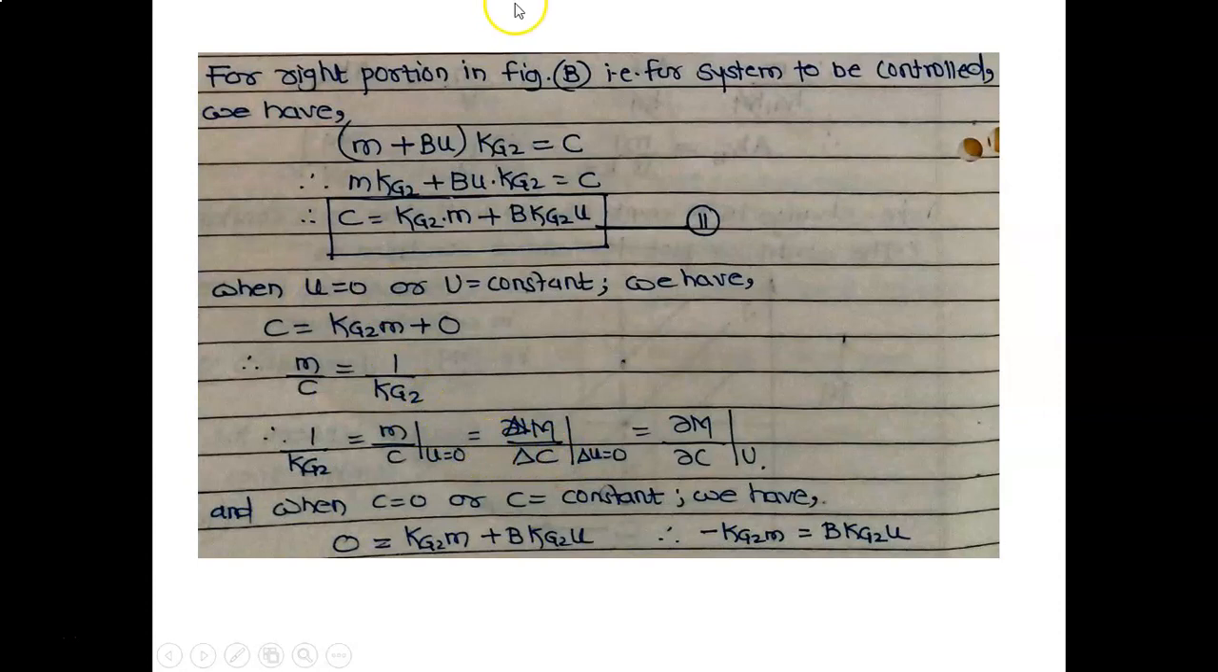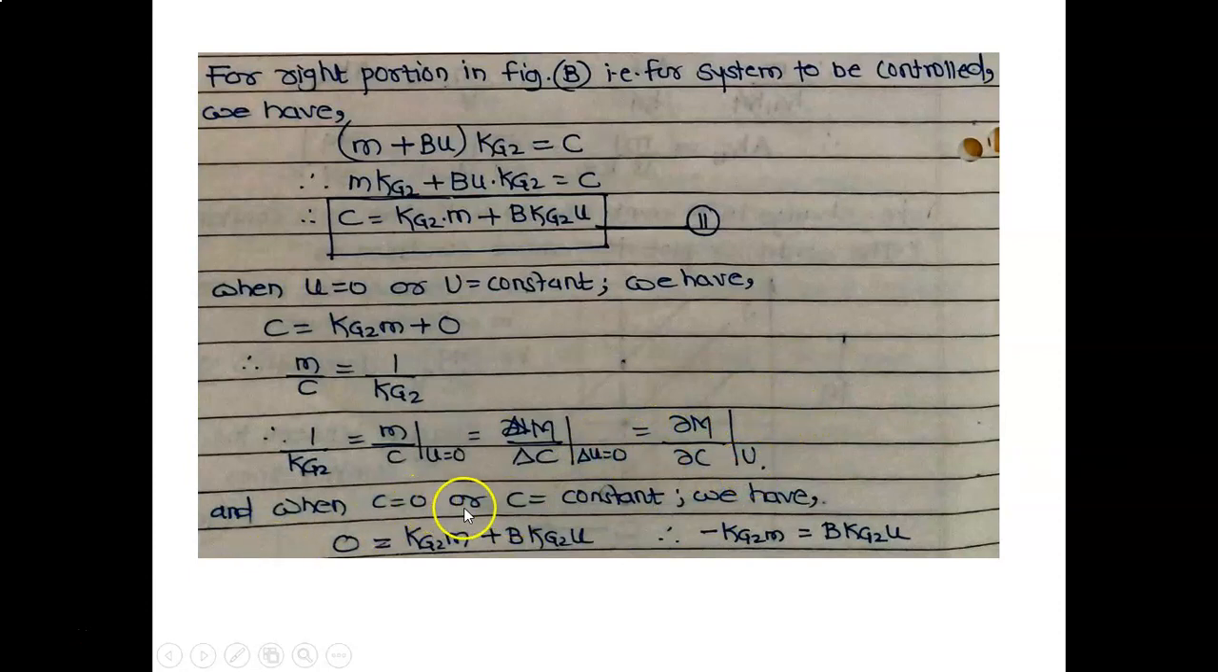For the right portion in figure B, that is, for the system to be controlled, we have m plus bu into kg2 is equal to c. Therefore, m into kg2 plus bu into kg2 is equal to c. Therefore, c is equal to kg2 into m plus b into kg2 into u. Equation 2. When u is equal to 0 or when u is equal to constant, we have c is equal to kg2 into m plus 0. Therefore, m divided by c is equal to 1 upon kg2. Therefore, 1 upon kg2 is equal to m divided by c when u is equal to 0, which is equal to delta m upon delta c when delta u is equal to 0, which is equal to dou m by dou c when u is equal to constant.